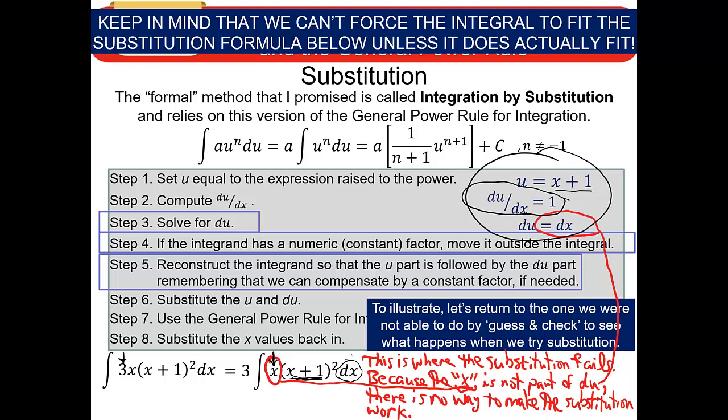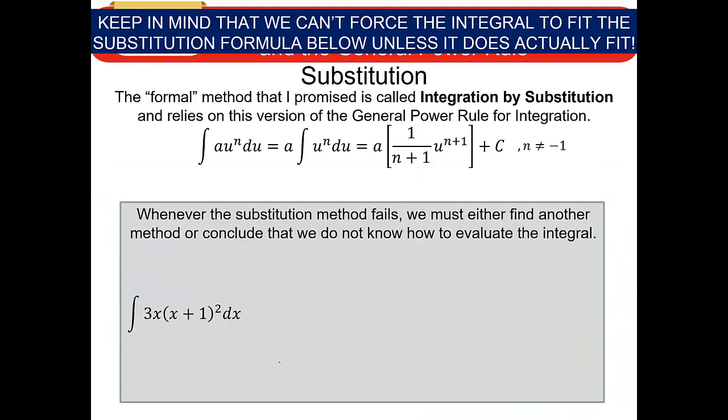If you were trying to substitute out and let du be dx, you'd get a du here, and you'd get a u squared there, but there's nothing to do to get rid of that x. Whenever that happens, if you're off just by a number, you can factor it out. But when you're off by more than a number, the method simply fails. If the method fails, you either have to find another way of doing it, another method that works, or just conclude that you don't know how to do it, or maybe it can't be done.